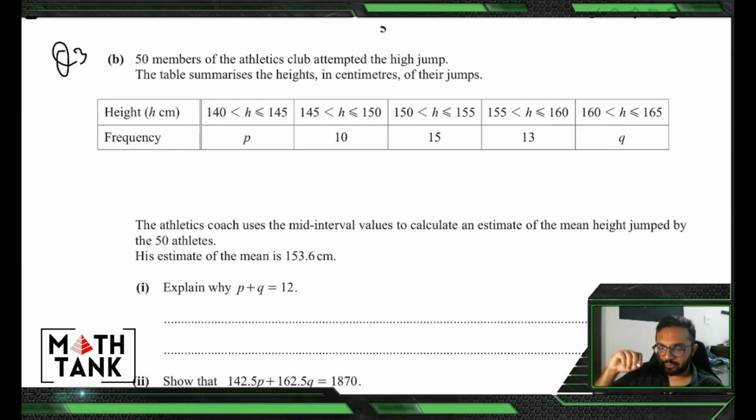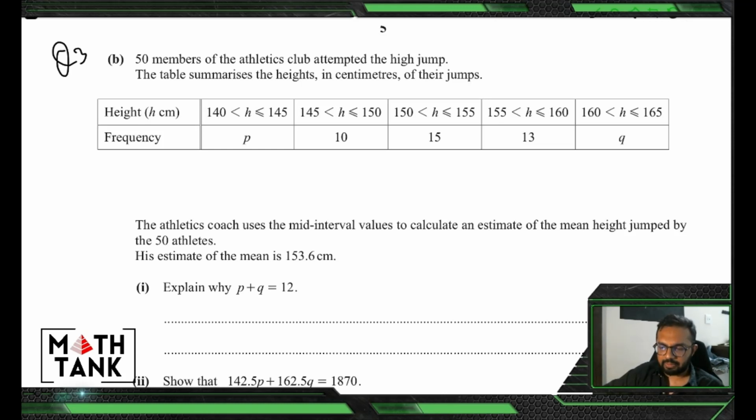Okay, so that's the next question. It says 50 members of the athletic club attempted the high jump. The table summarizes the heights of their jumps in centimeters. P and Q are missing. The athletic coach uses the mid-interval values to calculate an estimate of the mean height jumped by the 50 athletes. His estimate of the mean height is 153.6. Explain why P plus Q equals 12.